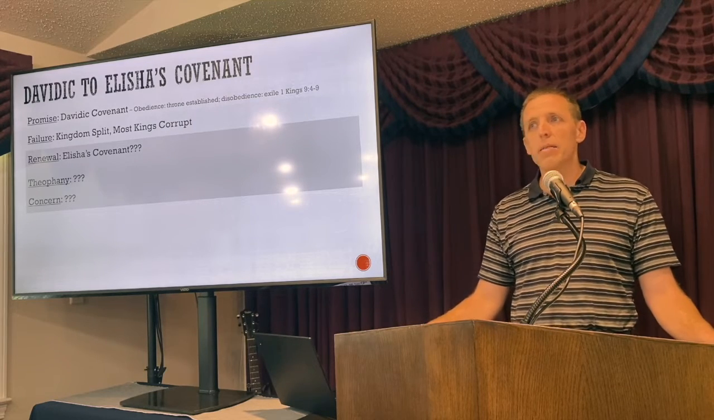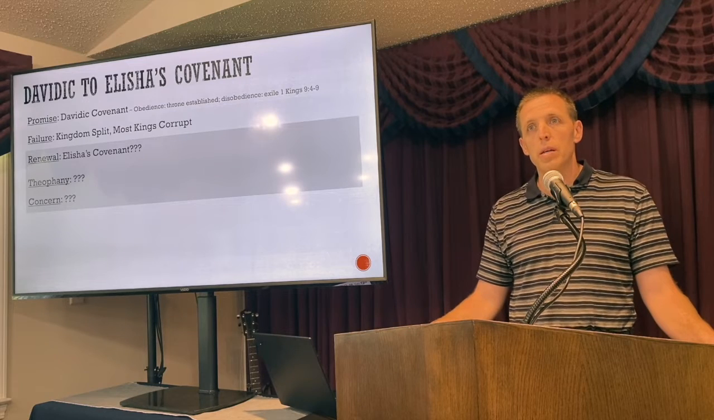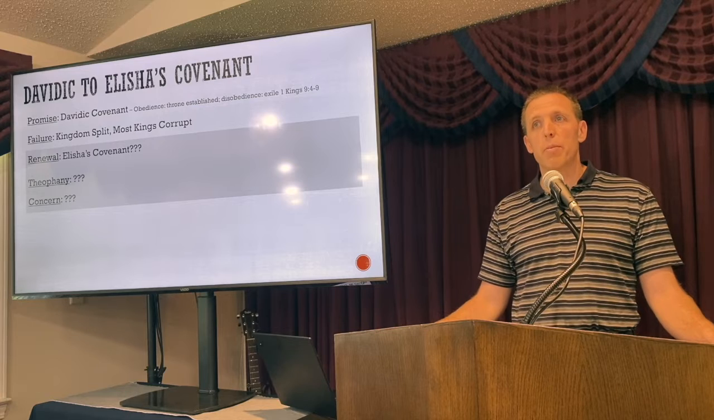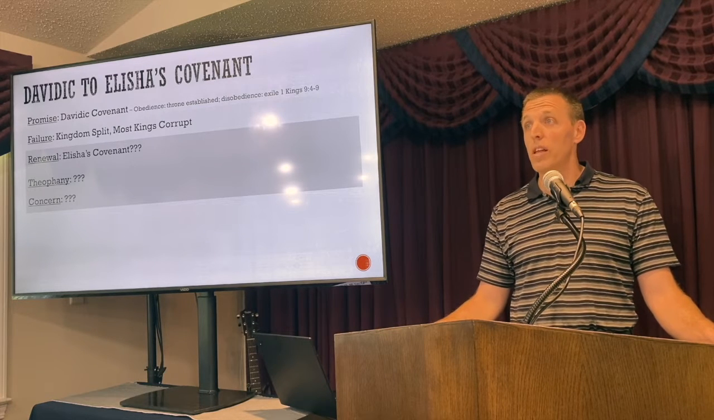He's plowing. Does that ring any bells? David was out keeping the sheep. That's one, but even more close. Who else was out plowing? Saul. That's right. Saul was plowing.